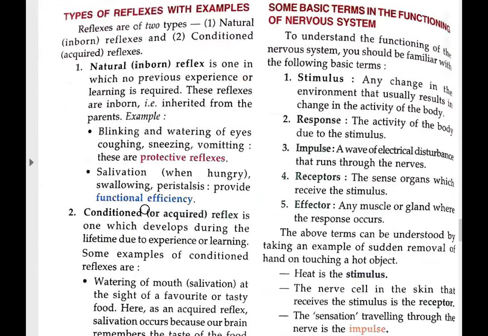So after that, there are a few examples of reflexes. There are basically two types of reflexes. One type is natural reflex, that means inborn, which is from birth. And another type of reflex is acquired reflex, which is conditioned. So natural reflexes and conditioned reflexes. Natural is inborn and conditioned is acquired. Examples of natural reflex: you can see blinking and watering of eyes, coughing, sneezing, vomiting. So these are natural reflexes.